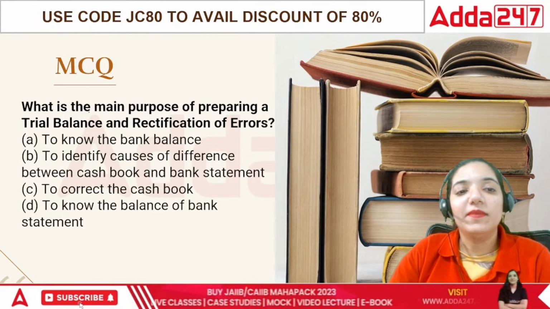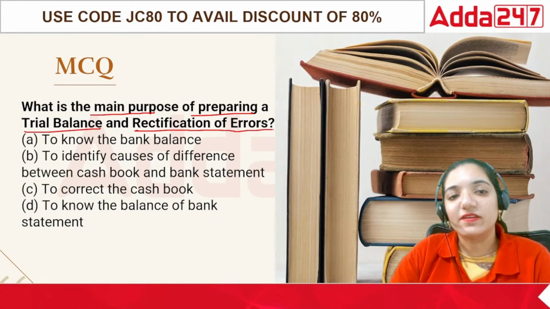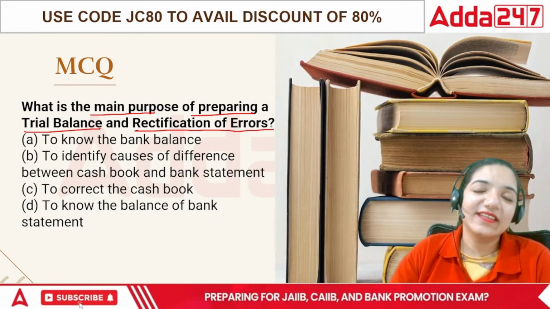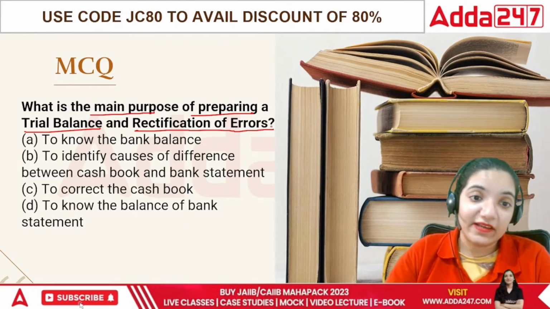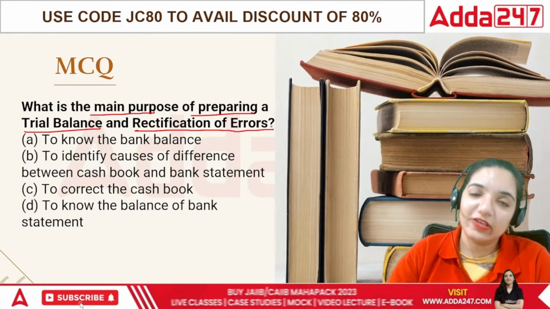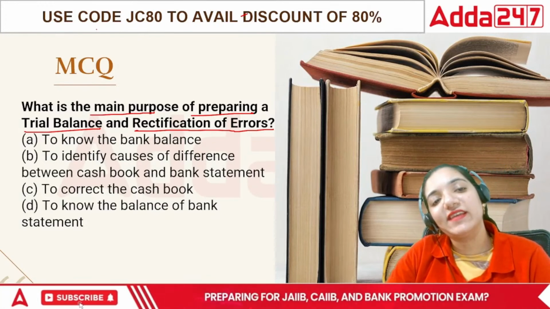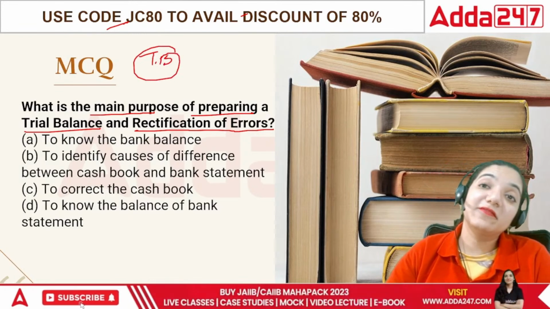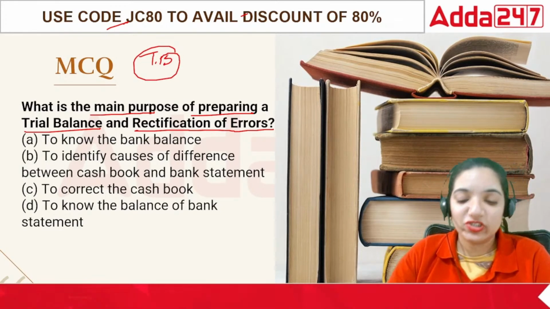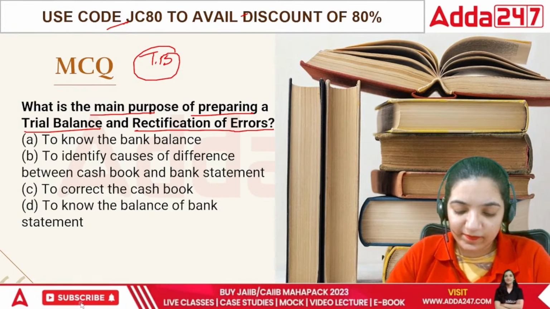What is the main purpose of preparing a trial balance and rectification of errors? We do all these things so that we can find out the arithmetical errors, nothing else. There is nothing else that you can find. I can never say that just because I prepared the trial balance and it matched, the books of accounts are absolutely fine. After this, the auditor will sit down, find the documents, and check the authenticity of the things. So that would be a little difficult to find out.